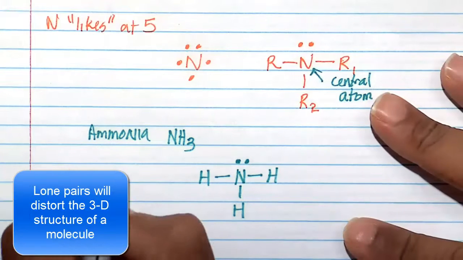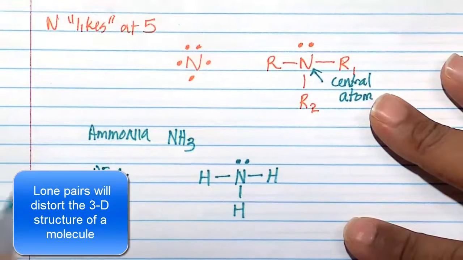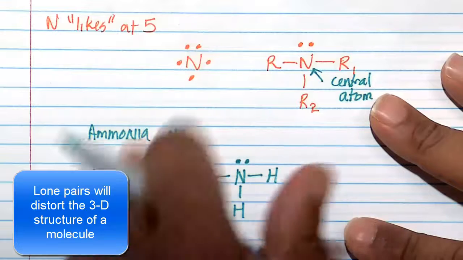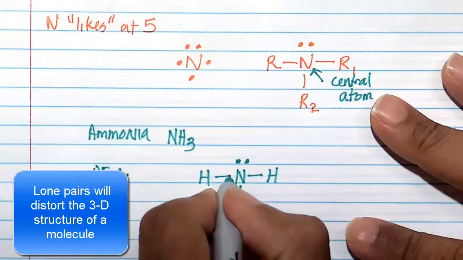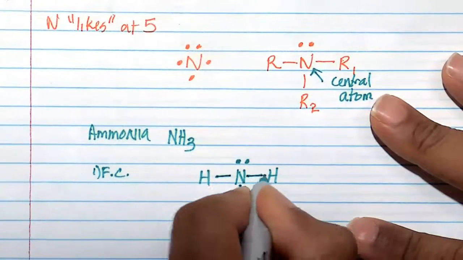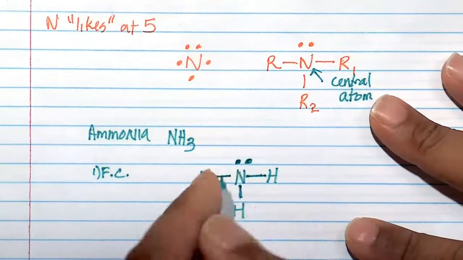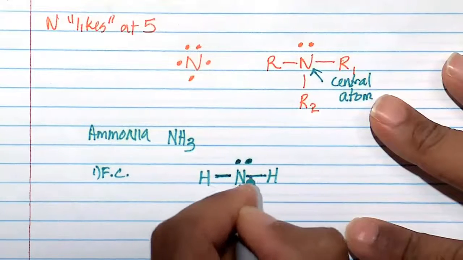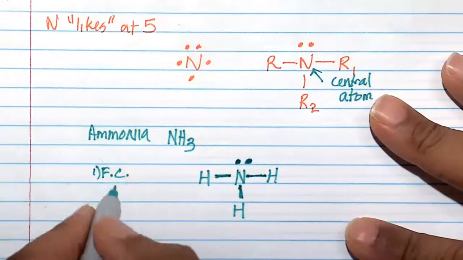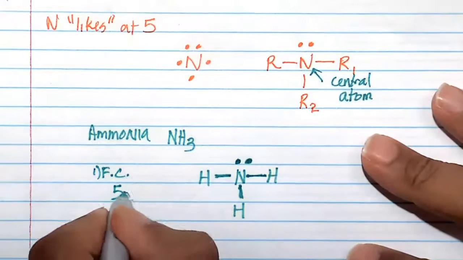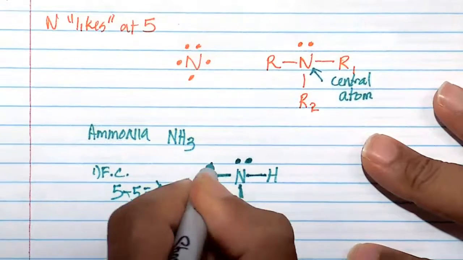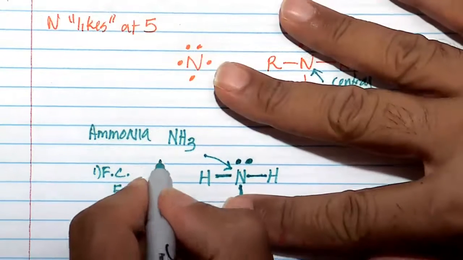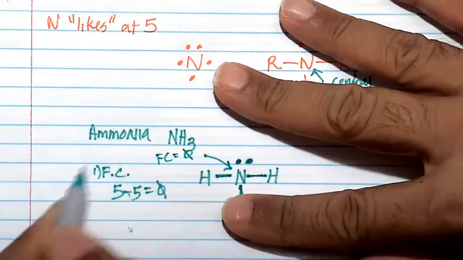So let's do our most important rule here, and that's formal charge. So formal charge is happy minus number of electrons around it. So 1, 2, 3, 4, 5. We count this individually because it's a lone pair. So once again, 1, 2, 3, 4, 5. Nitrogen is happy at 5. 5 minus 5 is 0. Okay, so nitrogen in this molecule, ammonia, has a formal charge of 0, which is good.